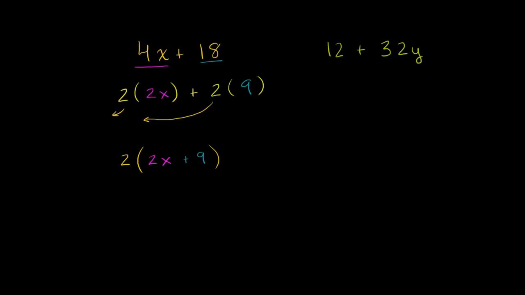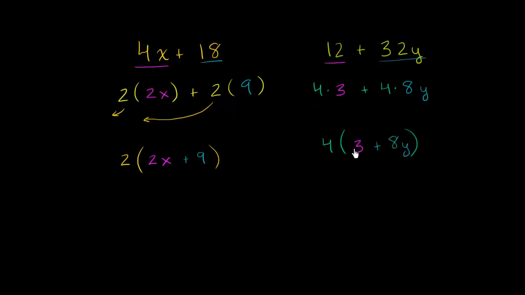So for example, 12 we can rewrite as 4 times 3. And 32 we can rewrite, so this is going to be plus 4 times, well, if you divide 32y by 4, it's going to be 8y. And now once again we can factor out the 4. So this is going to be 4 times 3 plus 8y. 3 plus 8y.